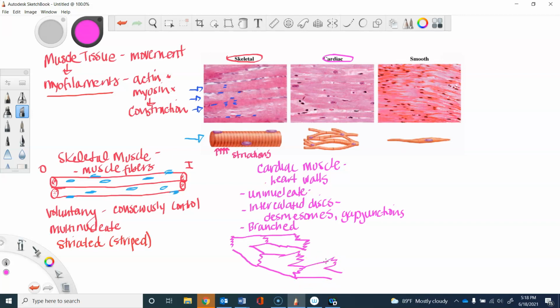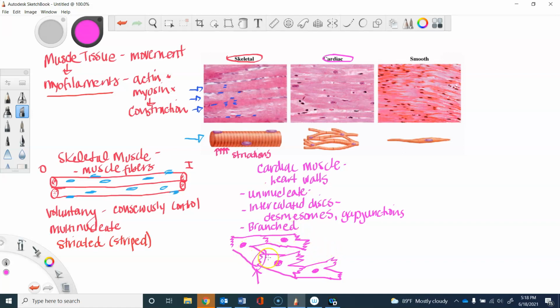Trying to make this look sort of decent, but okay, my art isn't good. So anyway, these cells, this is what I mean, they're linked together, and they're linked together with these intercalated discs. That's what this is. And of course, inside of that is going to be desmosomes and gap junctions. They each have one nucleus, and it's kind of round and centralized like that.